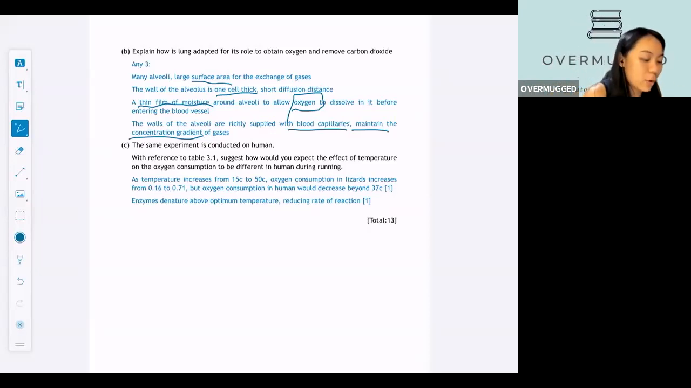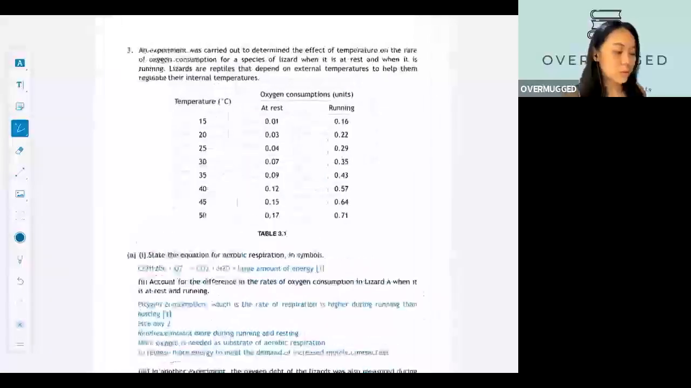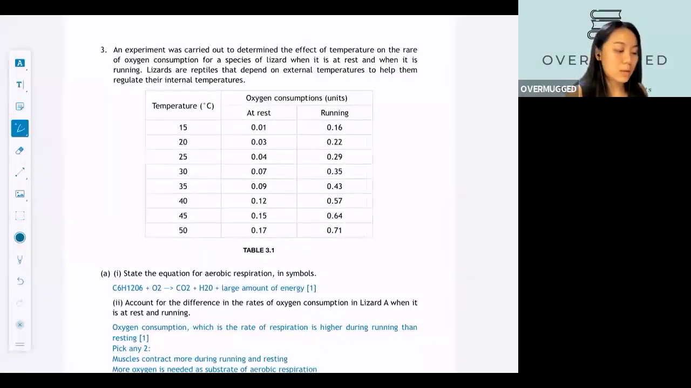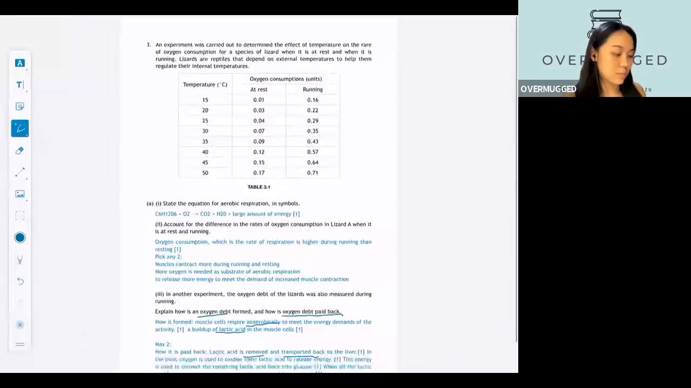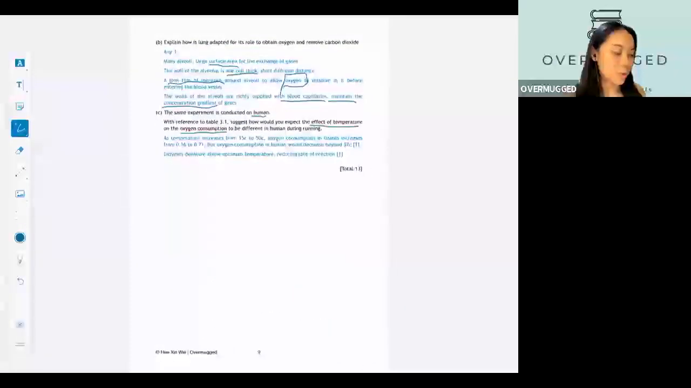But you're asking, if on human, how would you expect the effect of temperature on the oxygen consumption to be different in human during running? So here, there's a temperature, right? And in this case, when temperature increases, the oxygen consumption also increases, right? This is for lizard. How about for human?